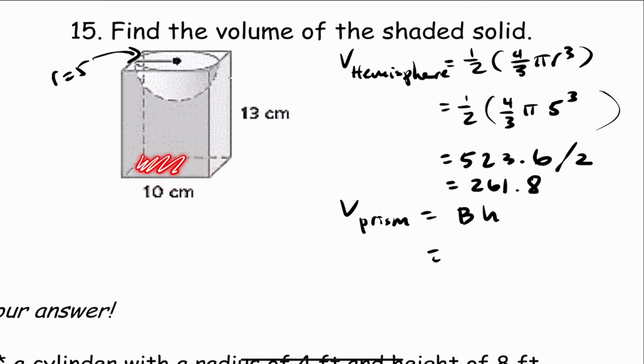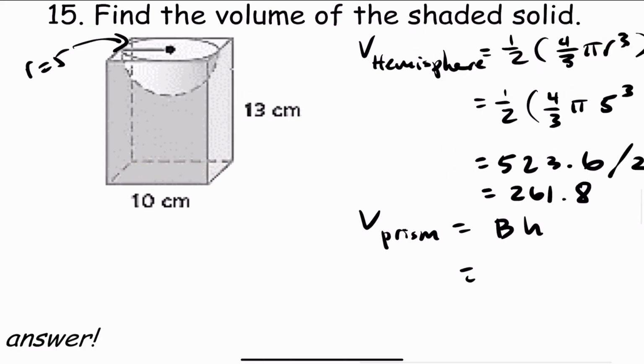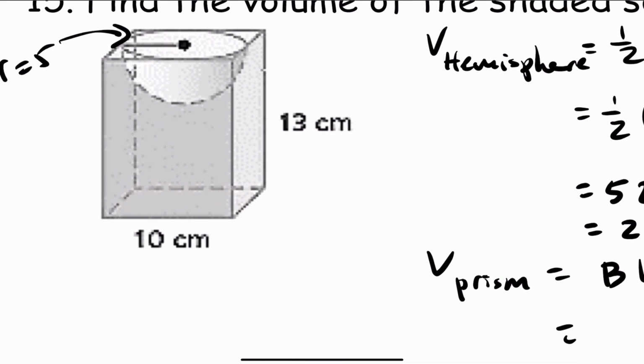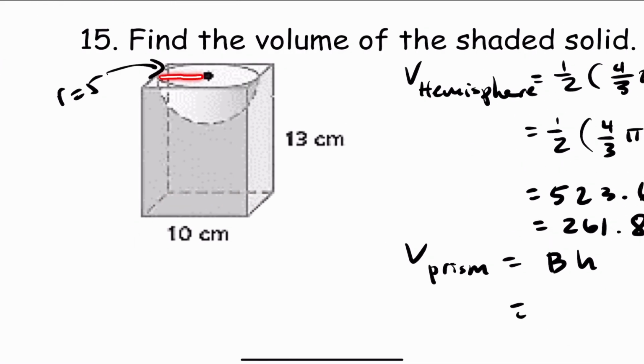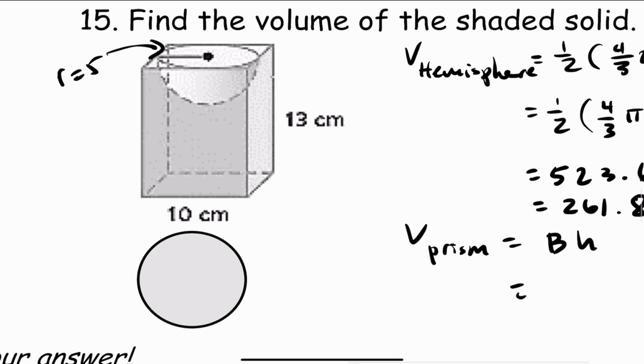Okay, so this is kind of weird, but the area of the base, this is my base, because the radius is 5, right? So here's my circle. If the radius is 5, that means that this side here is 10. And we know that because it says right here.